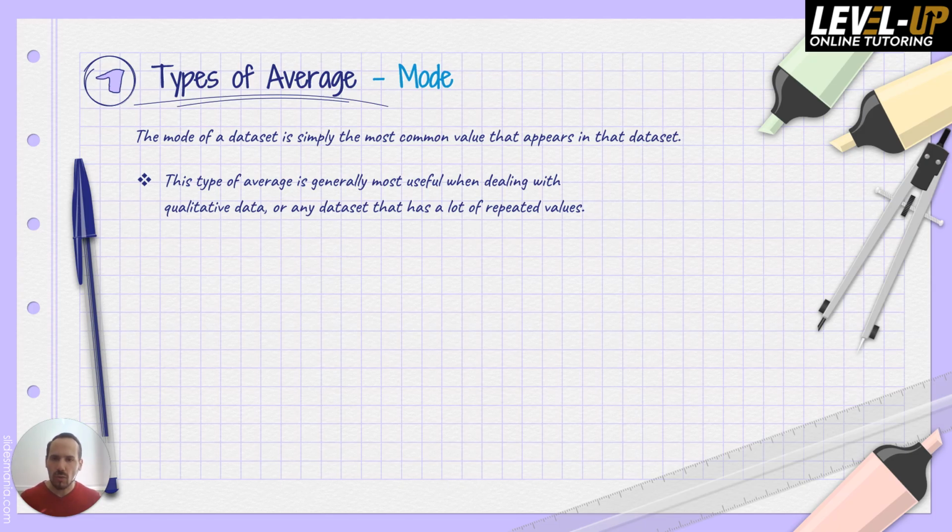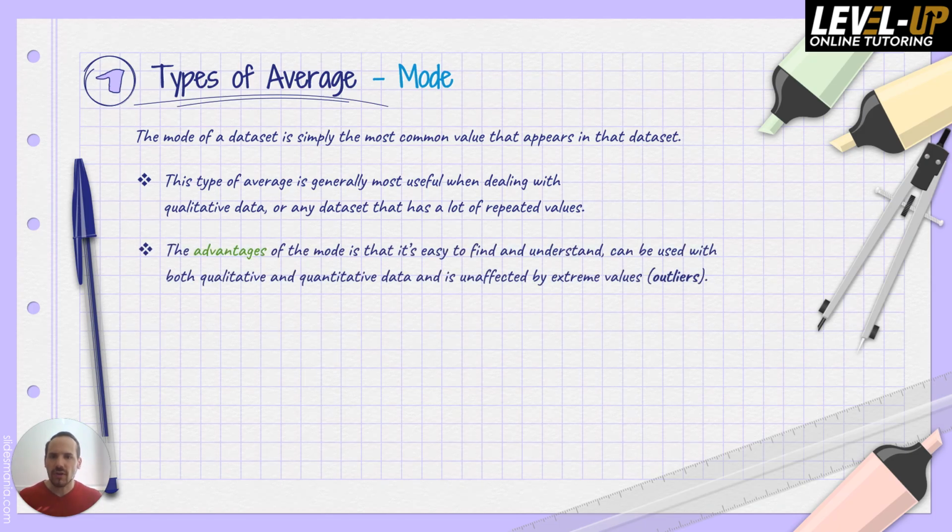So the advantages of the mode: very easy to find, quite easy to understand, simply just being the most common value. It can be used for both quantitative and qualitative data, which is also very useful. And it's unaffected by extreme values, which are outliers. So we need to be familiar with the concept of an outlier. An outlier is a very extreme value, which could be a genuine data point. Sometimes it might be an error, a mistake, and so we sometimes might choose to identify an outlier and remove it from the data set.